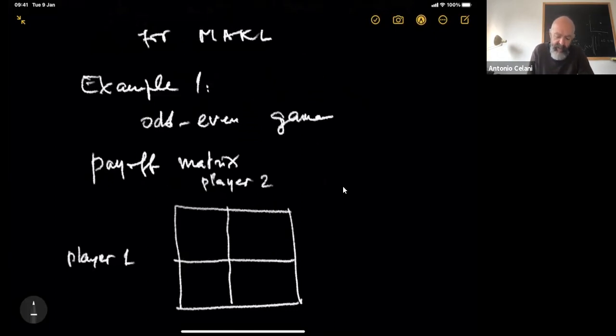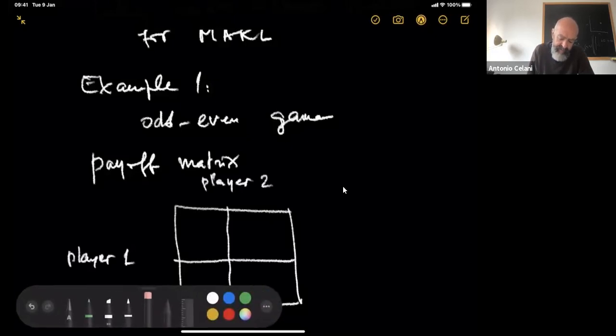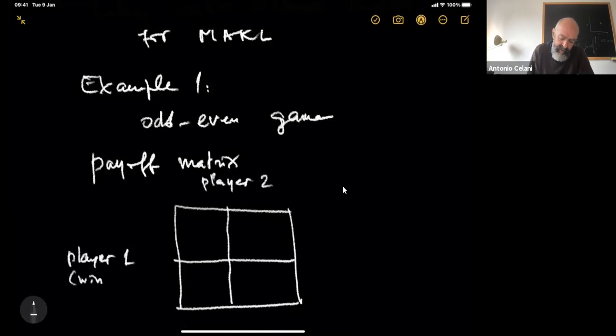Okay, so let's say that player 1 wins when the sum is even, and the other player wins when the sum is odd. In each entry of this matrix, there is the reward, the gain, the payoff that each player gets when they are playing these 2 actions. So let's say player 1 plays even or odd.